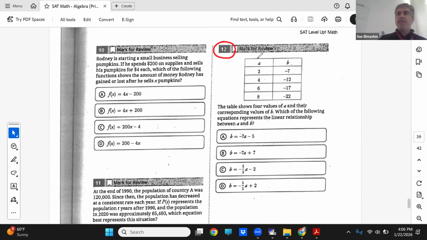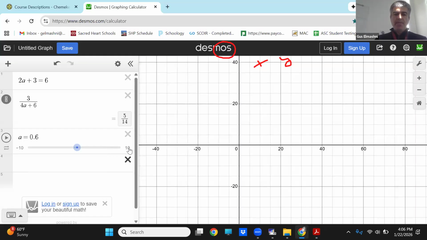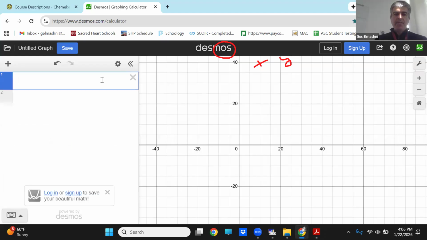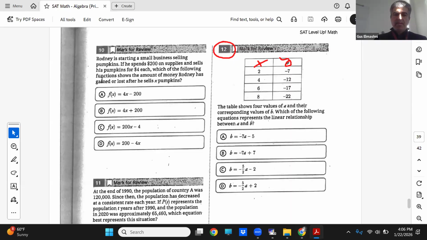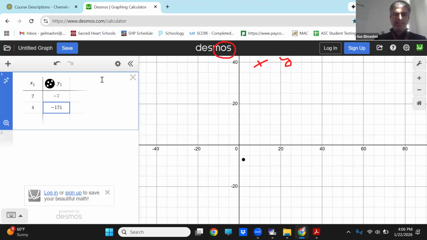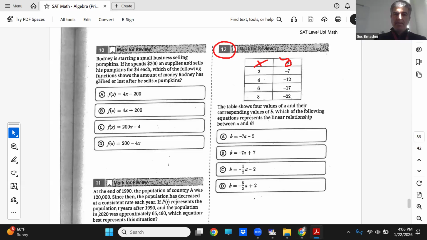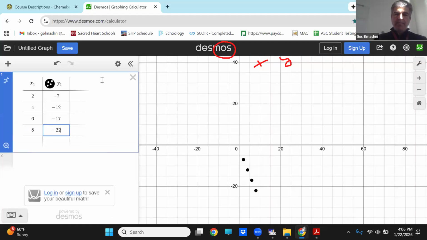Okay, you have a table, right? I think I did show this to you guys last week. And we're going to do a lot in the new packet today. We'll call this X and Y. If you type in table, you can type in those values. So if I go to table: 2, -7, 4, -12, 6, -17, and 8, -22.